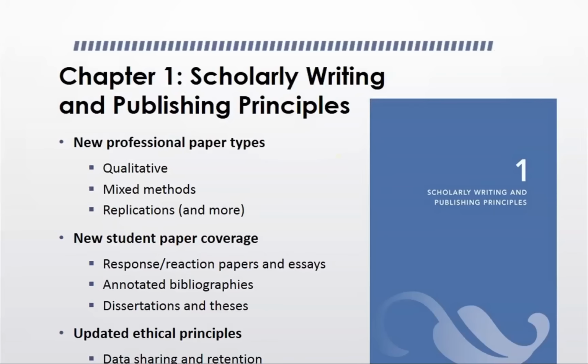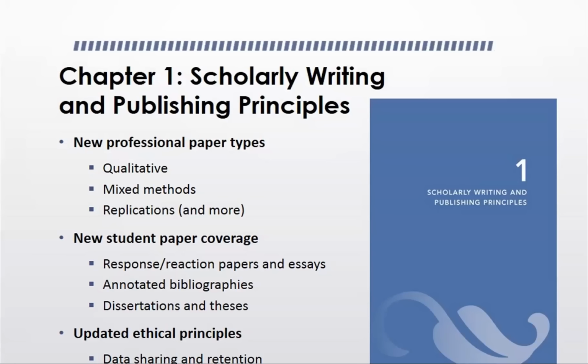We're now going to move into talking about the book on a chapter-by-chapter basis. And so I'll start by talking about Chapter 1, which is our Scholarly Writing and Publishing Principles chapter. This chapter broadly introduces writers to the 2 key elements to consider before writing a scholarly work, which is the type of paper to write, either for publication in a scholarly journal or submission to a student course, and then the ethical principles to follow when conducting the research and writing that paper.